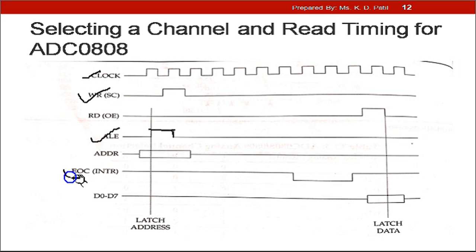After that this INTR pin should be monitored. Initially it will be 1, it will be high, and the moment conversion is over, this pin will go low. The moment conversion is over, data is available in the internal registers of ADC 0808, the converted data which is in the form of digital numbers.